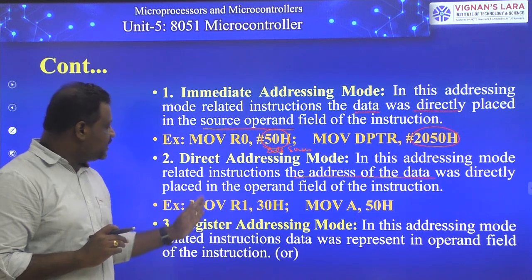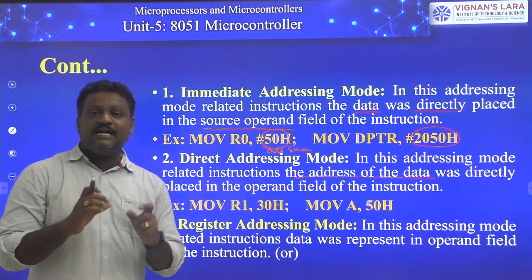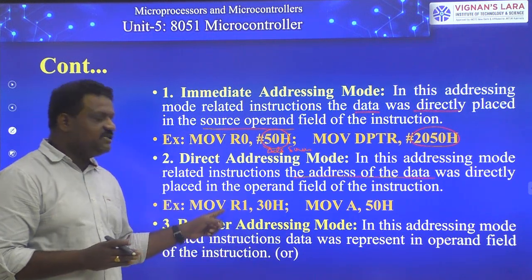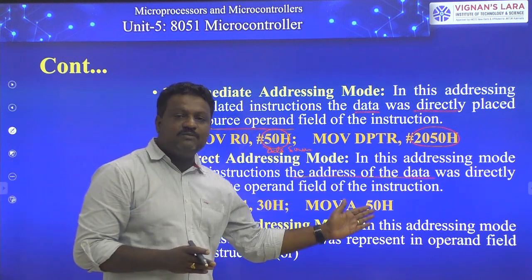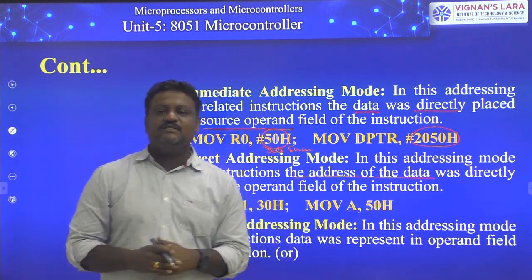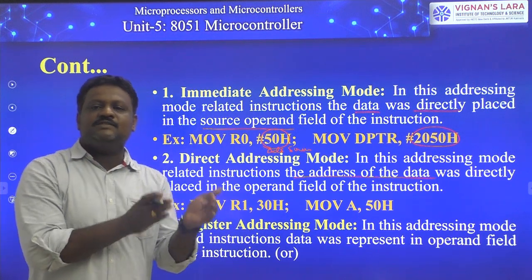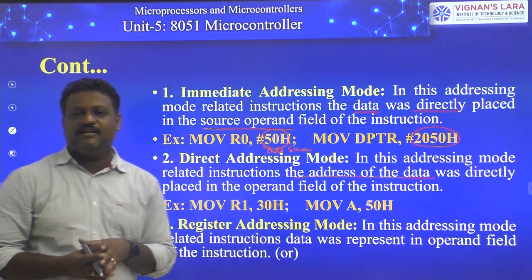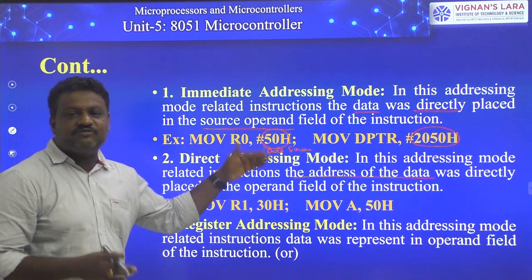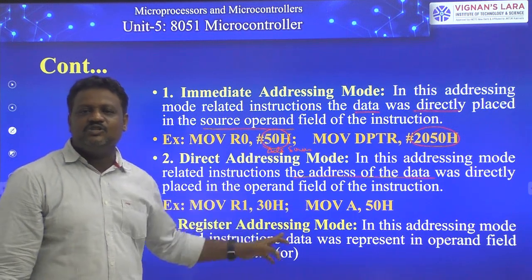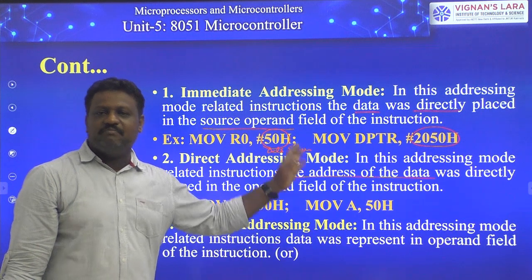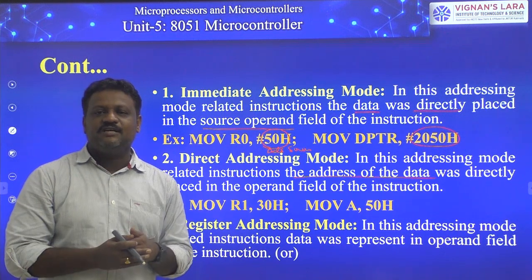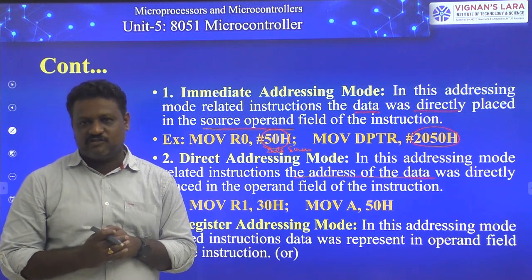I repeat, the meaning of MOV R1, 30H is that the content of the internal memory location whose address is 30H is transferred to the register R1. And similarly, one more example, MOV A, 50H, which means the content of the internal memory location whose address is 50H is transferred to register A. A is called the accumulator. It is similar to the previous one, the only difference is here there is no prefix in front of the number, whereas there it was a hash. That makes the difference: that number is data or that number is an address.